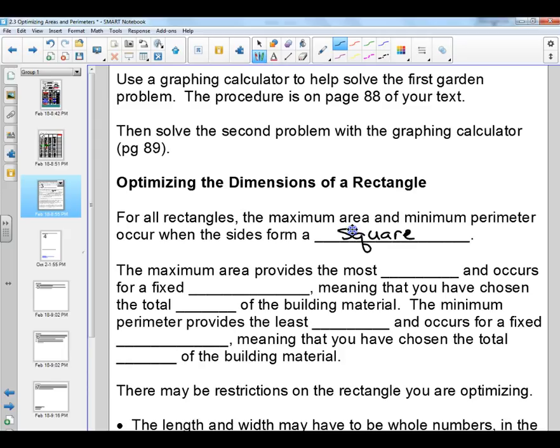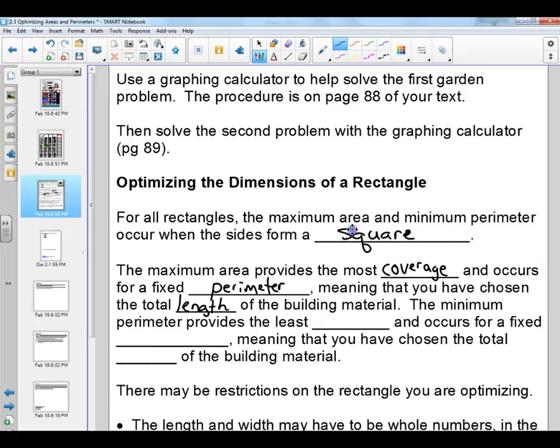Now, the maximum area provides the most coverage. We want to spread out our garden over the greatest area. So we want greatest coverage, and this occurs for a fixed perimeter. We chose 24 1-meter sections, so the perimeter was fixed or constant, meaning that you've chosen the total length of the building materials. You're not going to go back and buy any more, you're going to use them all, so it's fixed.